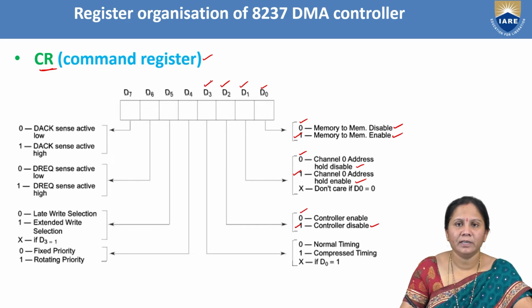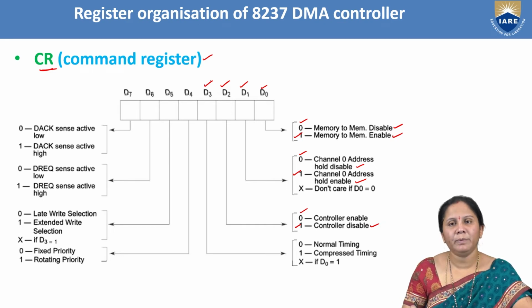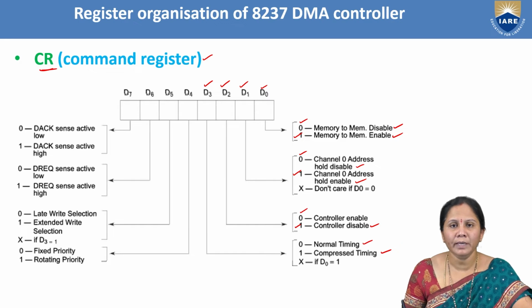And the next bit is D3. This D3 bit may be either 0 or 1. If that bit is 0, it is normal timing operation. If this D3 bit is 1, it is compressed timing. That means the timing will be scaled down by some factor.